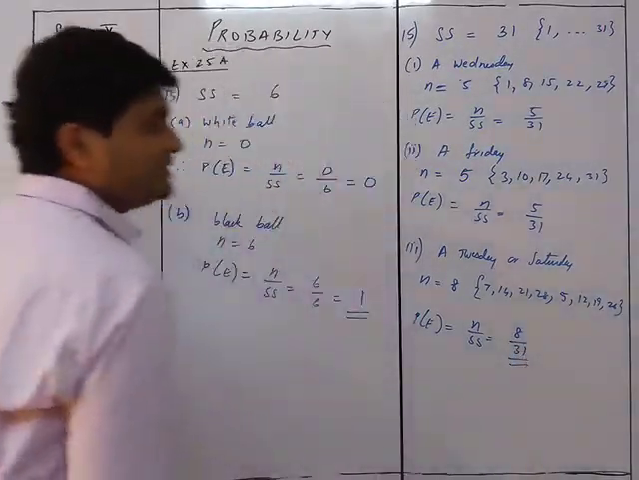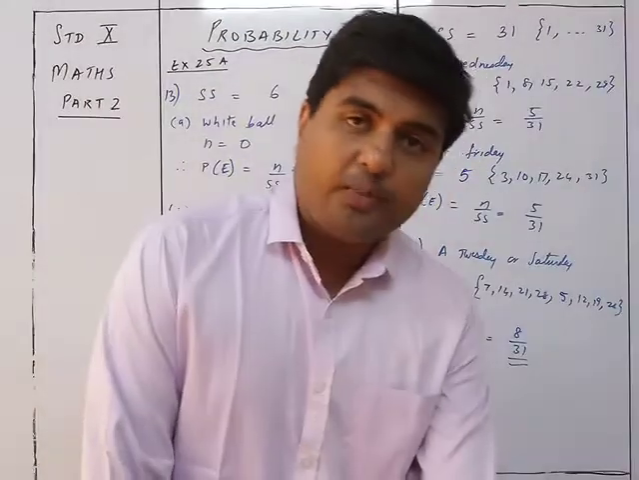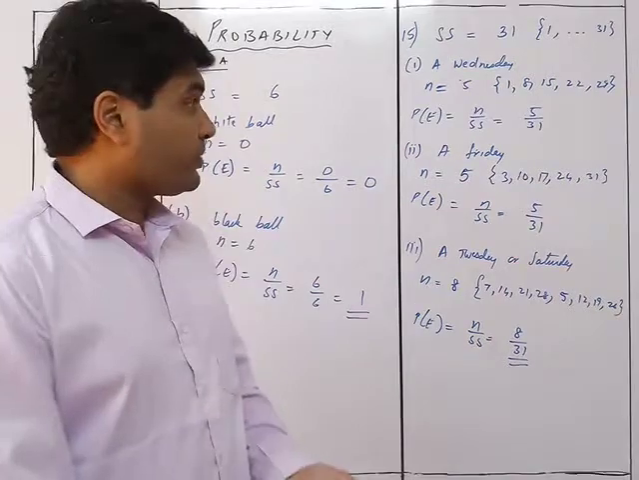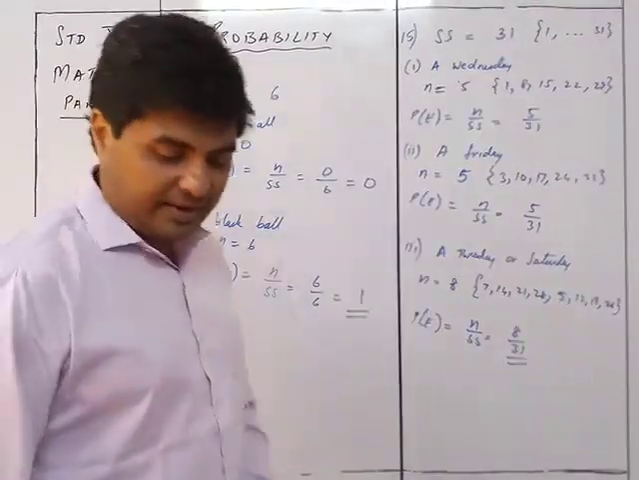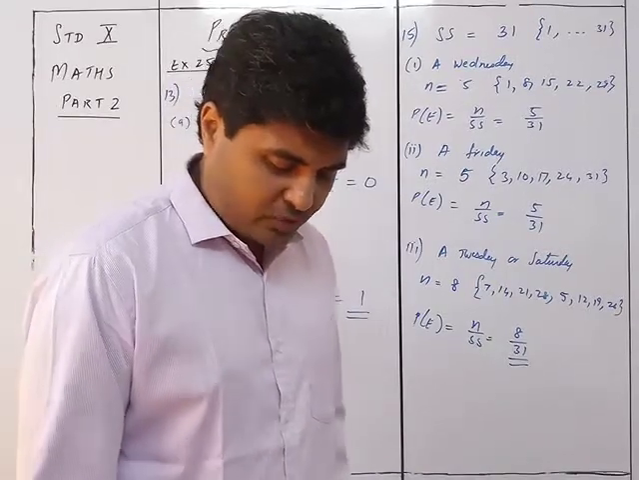So these are the answers for question number 15, that is 5 upon 31, 5 upon 31 and 8 upon 31. So these were the answers for this one, and this is the end of exercise 25A. Now we move on to exercise 25B.